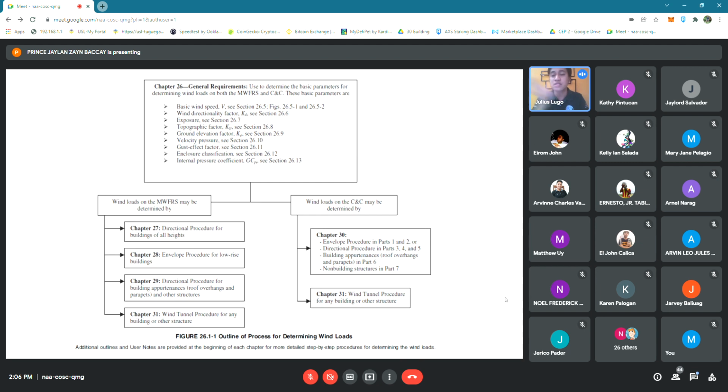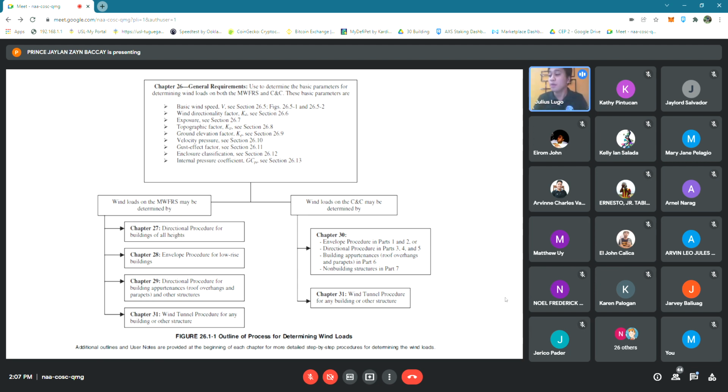So, yung first column dyan, on your left side, na nakikita nyo, I don't know if that's your left or right. On the left side, that's the procedures for the MWFRS. We have 4. And then chapter 30 and 31 naman will be the procedure for components and cladding. Okay, the C&C. Okay, so yan yung outline ng process natin for determining the wind loads.